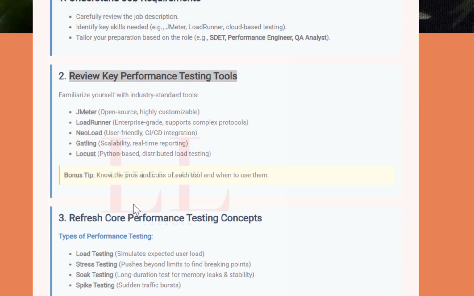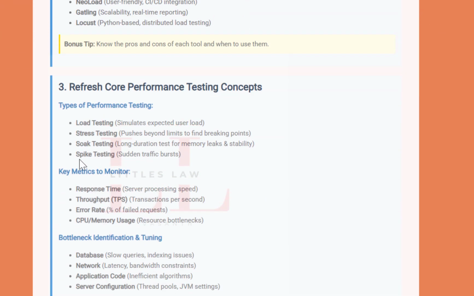And then the third part is refreshing the core performance testing concepts. Before you step into an interview, ensure you're clear on foundational concepts, for example, the types of performance testing. We know about load testing, where we simulate expected user load to check the system behavior. We do stress testing, which goes beyond the limit to identify any breaking points.